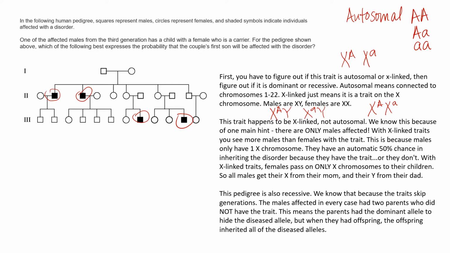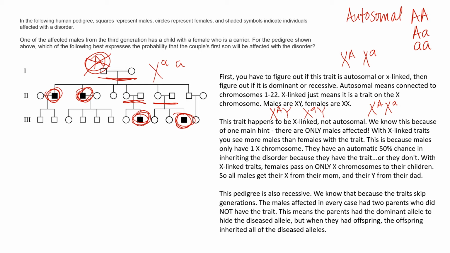So now, is this dominant or recessive? Well, we know it's recessive because every single person who has the trait has two parents that do not have the trait. If it was dominant, every parent would also have to have the trait. One of them would have to have that capital A to pass on. If they have the capital A and it was a dominant trait, then they would have the trait too. So this one has to be linked to the lowercase a. That way you need both of them in order to see the disorder. Or if you're a male, you only need one of them.